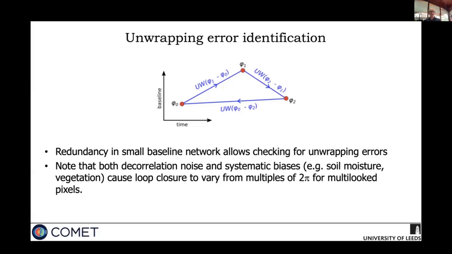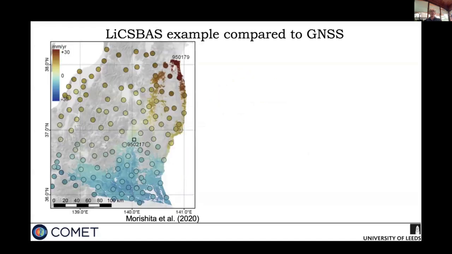As well as having differences because of phase unwrapping errors, you can get differences which are typically smaller than 2 pi due to decorrelation noise and also systematic biases, which I'll mention a little bit at the end. Okay, so here's an example.